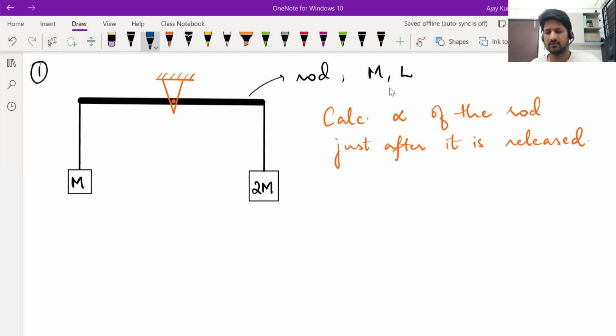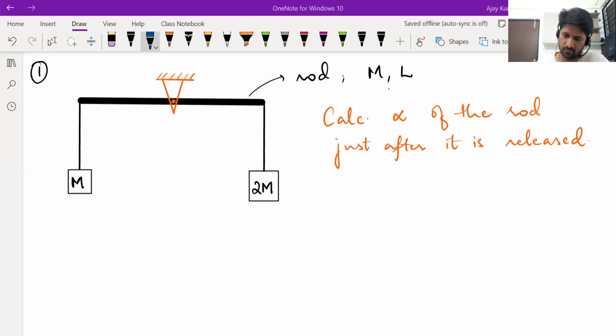Okay, see, this system is not going to continue to be in equilibrium. Once we release it, we know it will tilt. So we just have to write Newton's second law. Alpha is angular acceleration. We just have to write Newton's second law in rotation for the rod. One of you tell me what all forces act on the rod? What are the forces acting on the rod?